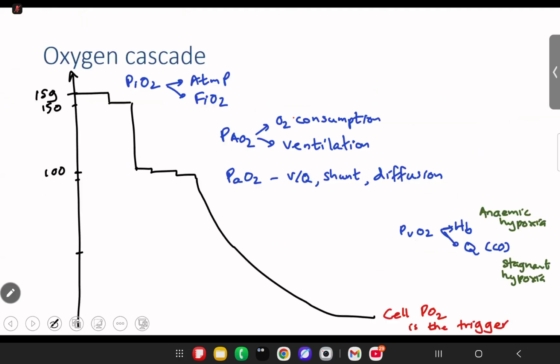So this is once again how you describe it. PiO2 is because of atmospheric pressure and FiO2. Alveolar oxygen is because of oxygen consumption, addition of carbon dioxide and ventilation. Then VQ, shunt and diffusion you can show as drops. You do not really have these drops, it is just a continuous thing, but we draw it in such a way. You can draw the venous one also in the oxygen cascade. Okay, that is about the oxygen cascade.